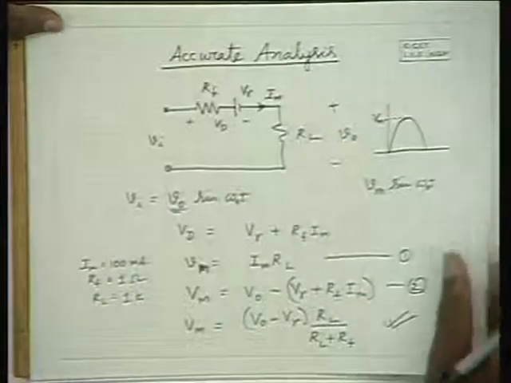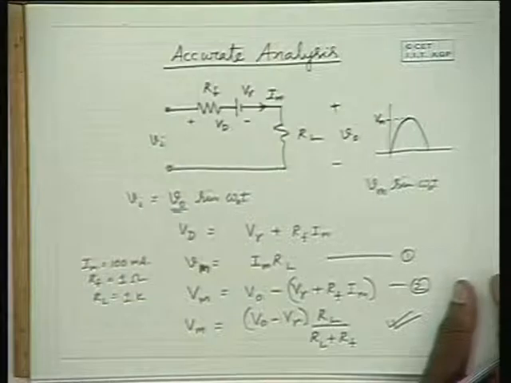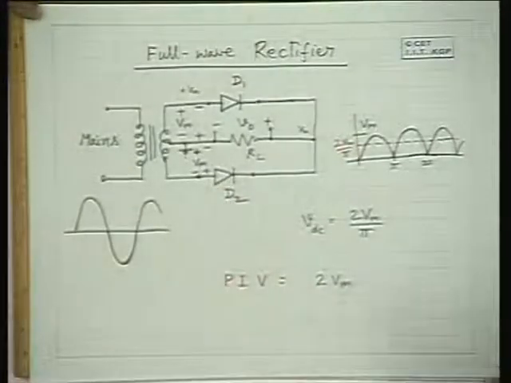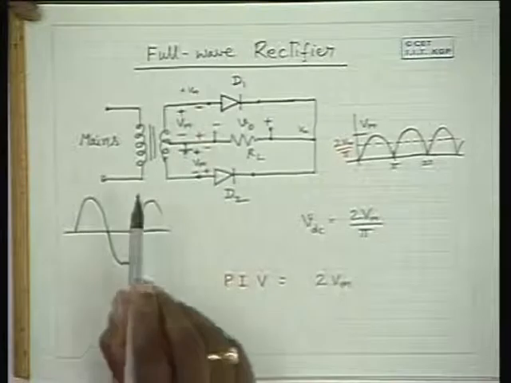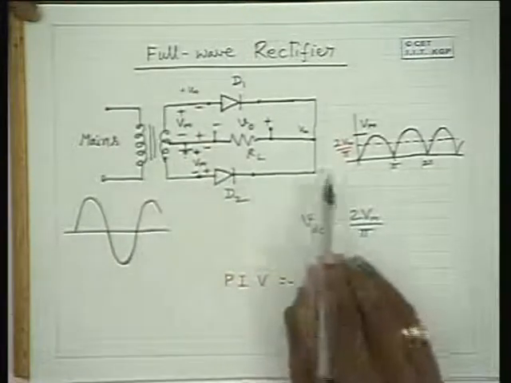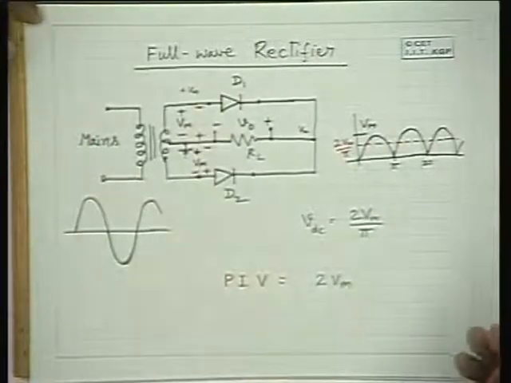the same analysis is applicable for the full wave rectifier also. The full wave rectifier with the two diodes. In this circuit also, the same analysis holds good. The relationship between the peak value of the input V0 and the peak value of the output voltage Vm is the same. Same expression holds good.